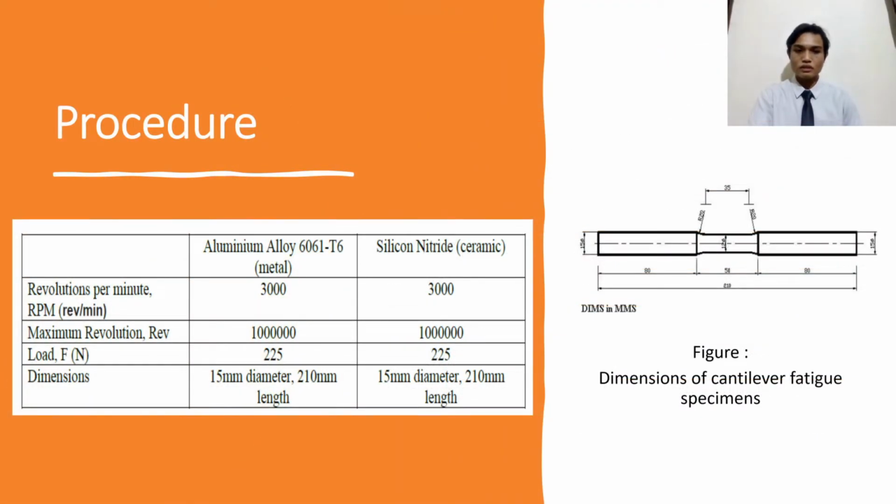Okay, as you can see, this is part of the experiment setting. We have the maximum revolution of around 1 million, and the speed is 3000 revolutions per minute. The dimension is 15 mm in diameter and 210 mm in length.